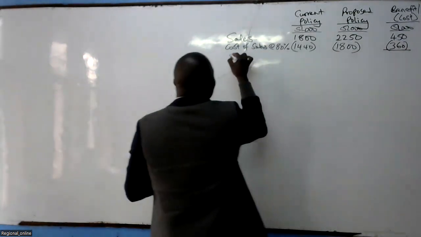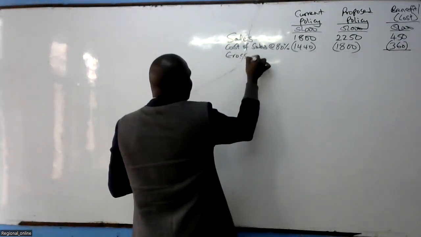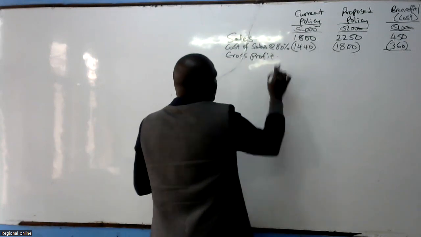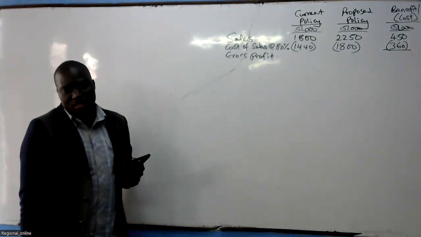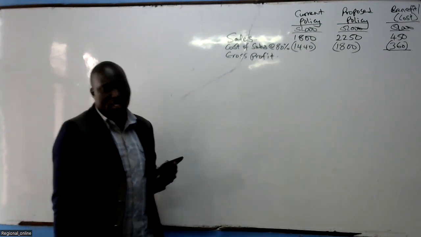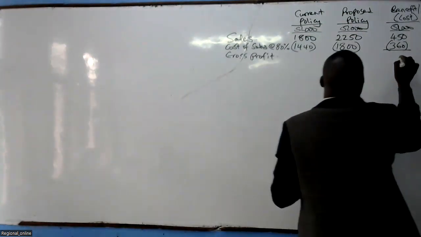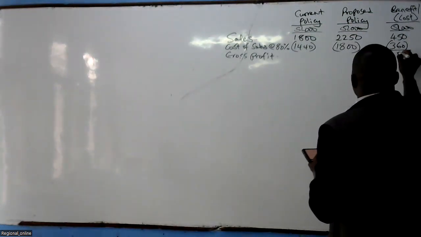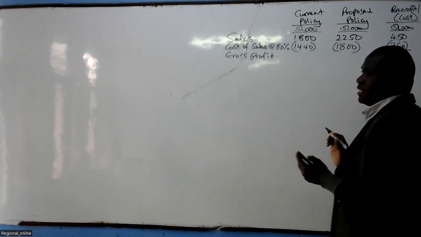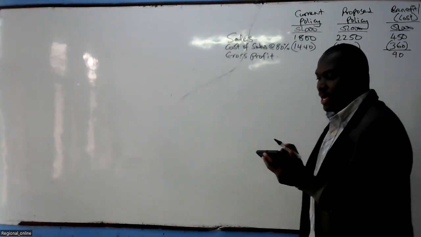So sales minus cost of sales, what do we get? We get gross profit, which is our main interest. How much is the gross profit? 90, yes.